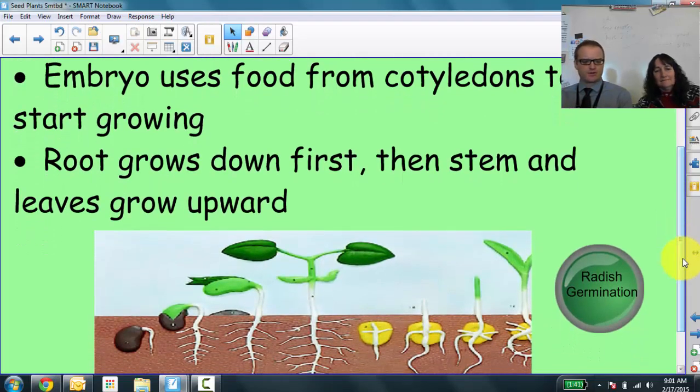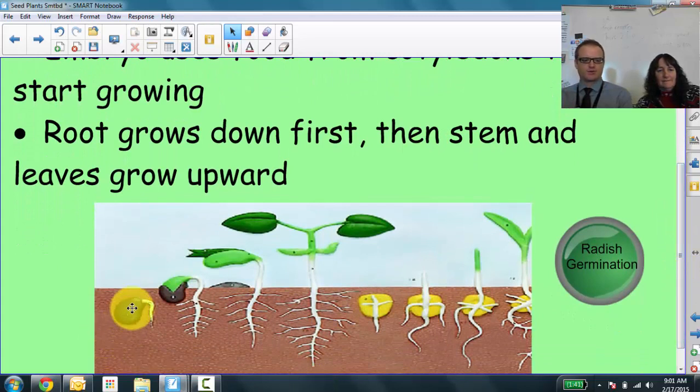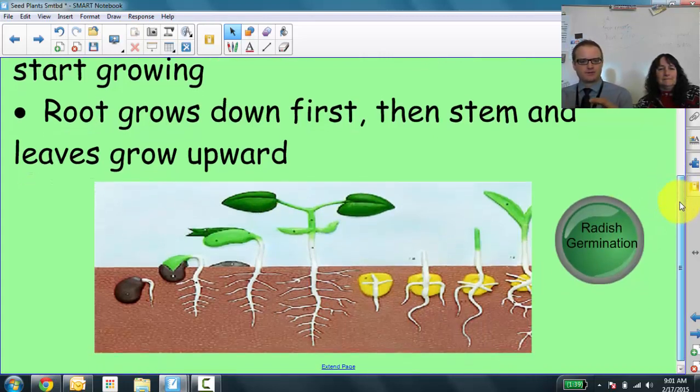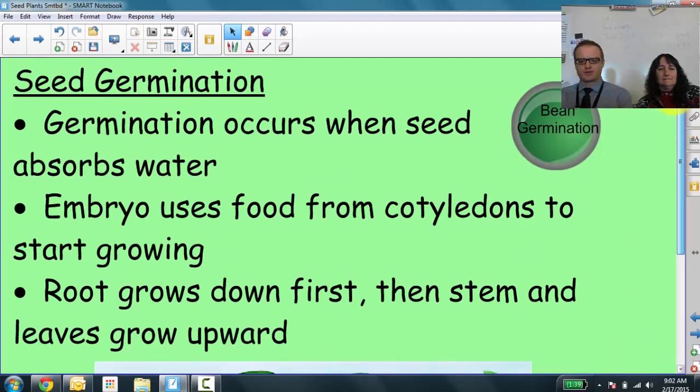So you kind of see a basic animation. You get the root first, getting some offshoots going, and then it's going to break through those leaves, depending on the type of planting, the cotyledon or dicotyledon, monocot or dicot, how many leaves it's going to have in the beginning, and start carrying out photosynthesis. So it's that process of starting to grow. Germination means when it starts to grow.